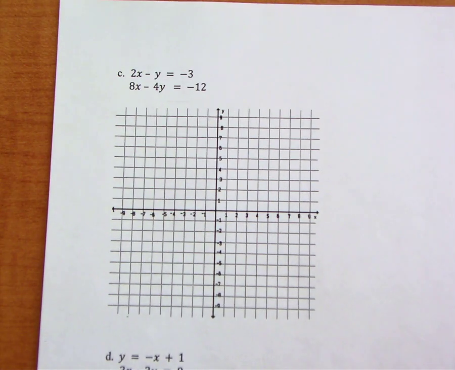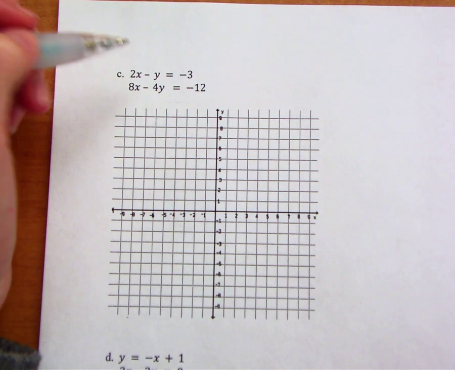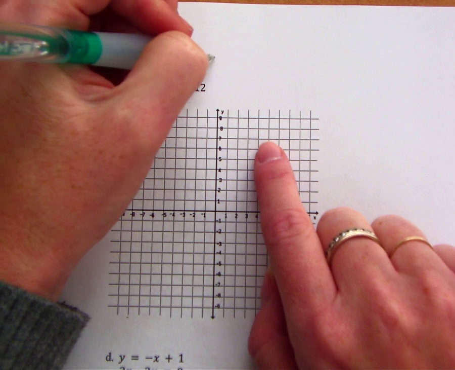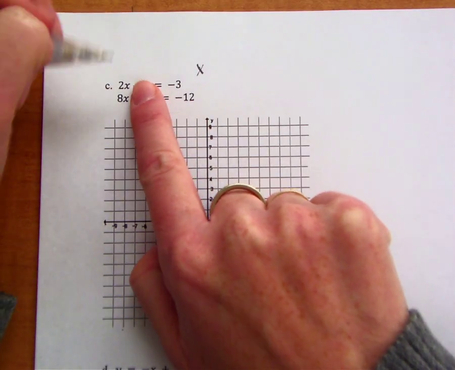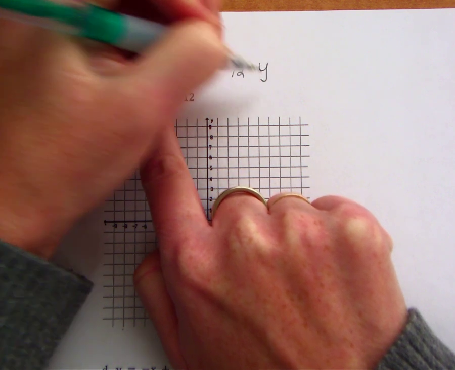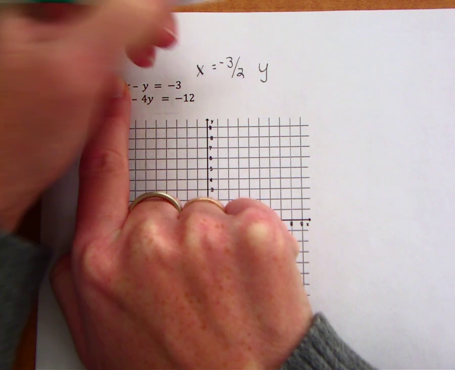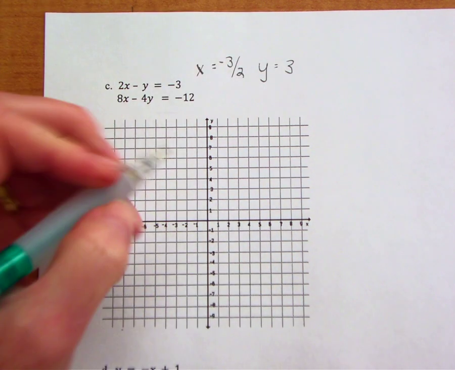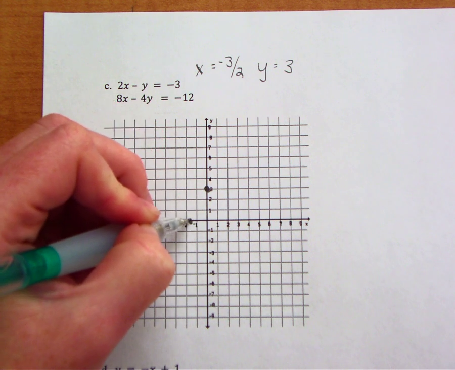Okay, so continuing on. Example C. These are in standard form, so we're going to graph from standard form. So let's start with the x. If we set y equal to 0, 2x equals -3, x would be -3 over 2. If we set x equal to 0, -y equals -3, y would equal +3. So on the y, we have a point at +3. On the x, we have a point at -1.5.